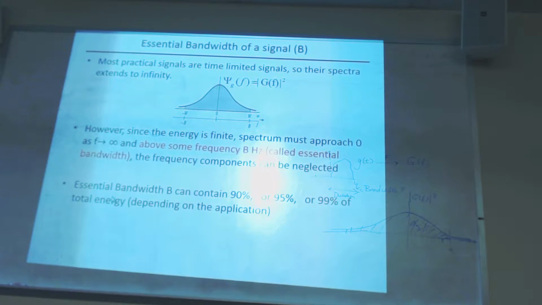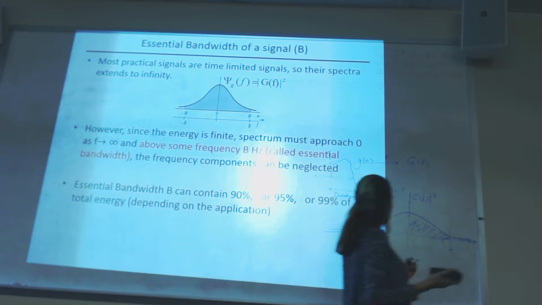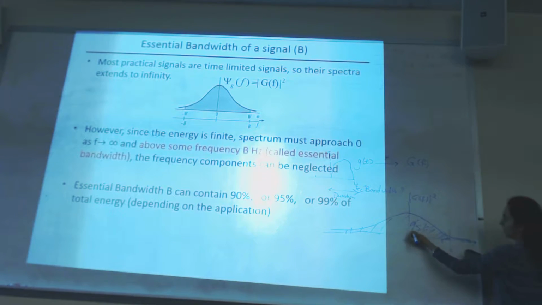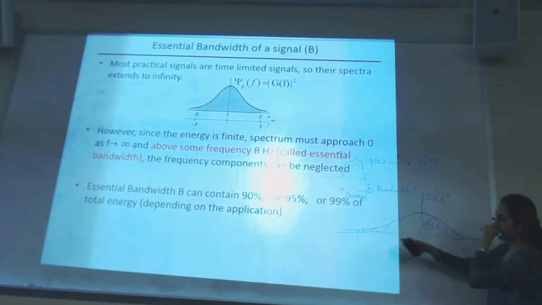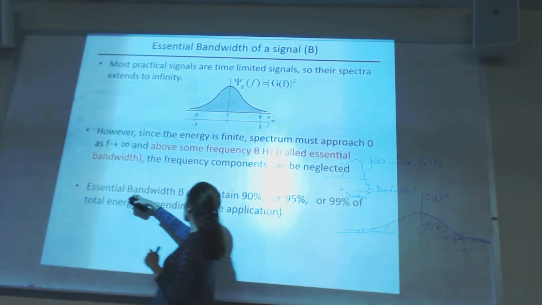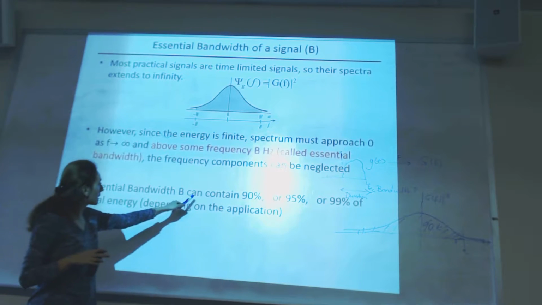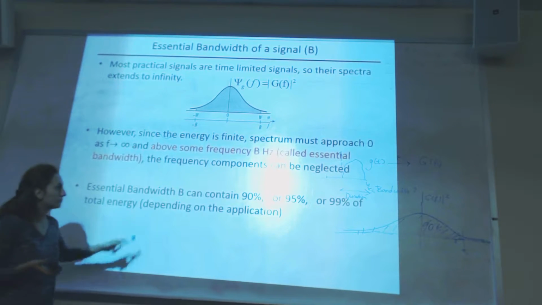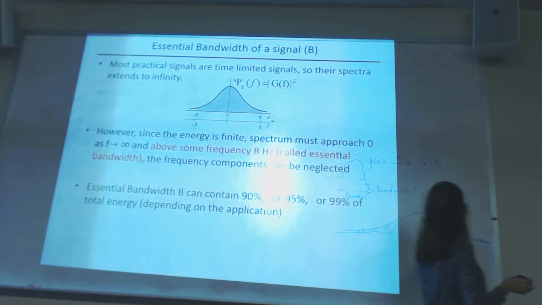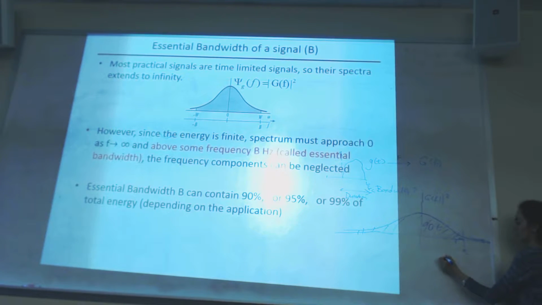So that's called the essential bandwidth. Essentially this is my bandwidth. And this depends on the application. One application might be 95%, one application might be 90%. It really depends on your application. So the essential bandwidth B can contain 90%, 95%, or even 99% of total energy. Okay. So let's go on to the next section.